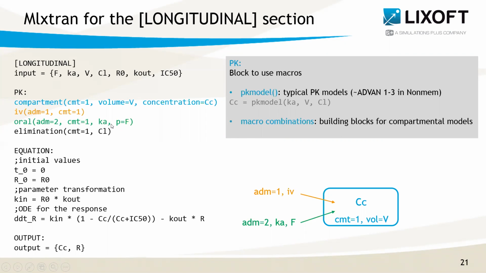And then I want to define the bioavailability, and I want to call it F. But actually, the keyword that is recognized by the oral macro is called p. So what I can do is write the recognized keyword p equals F, which is the name of the bioavailability I want to use, and that I have put here in the input line.